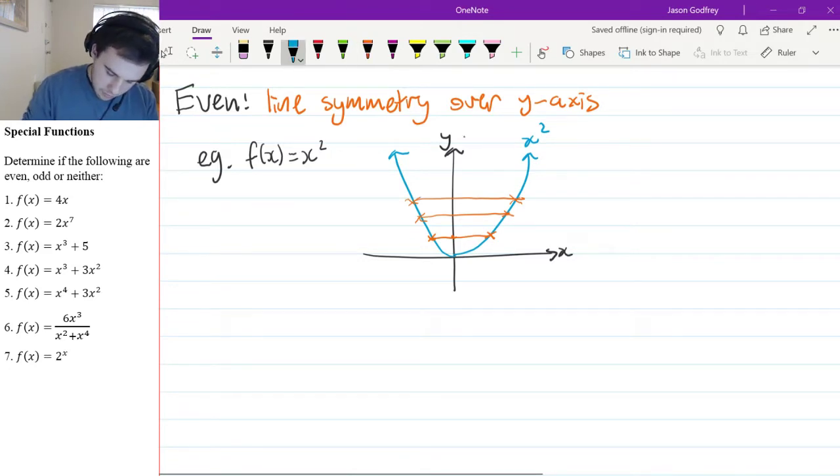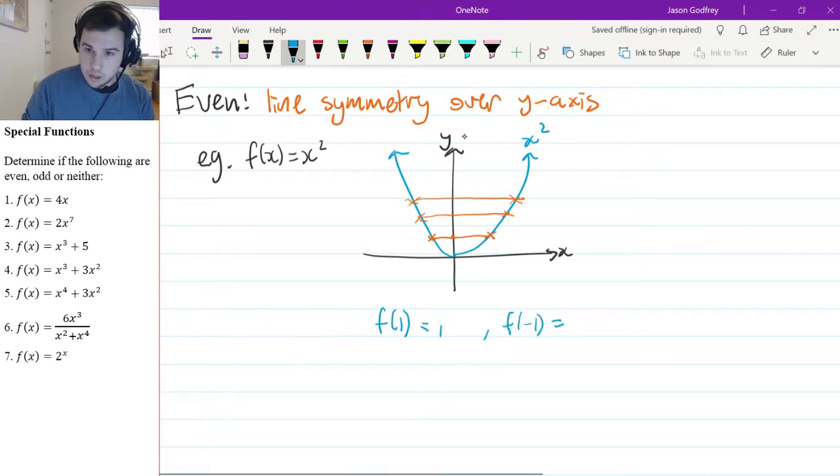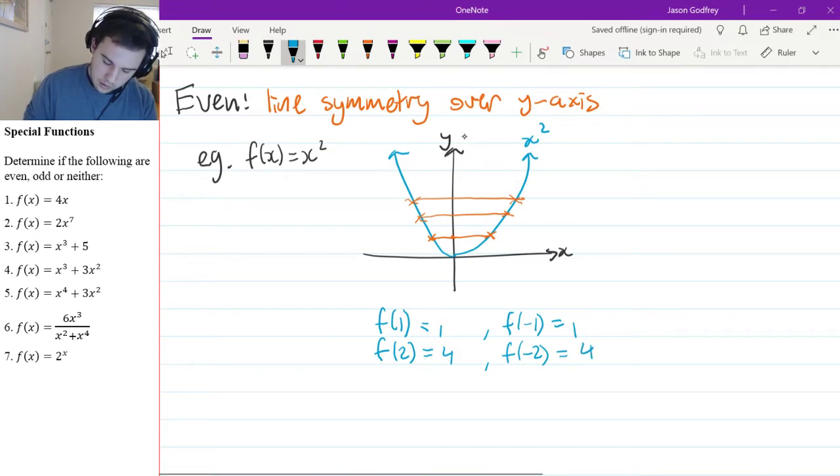So if we calculate, for example, let's say we put f of 1 into the function. So f of 1, 1 squared is 1. But also, if we put negative 1 into the function, f of negative 1, negative 1 squared is also 1. So notice f of 1 and f of negative 1 are equal to each other, they're both 1. What about if we put 2 into the function? Well, 2 squared is 4. And also if we put negative 2 in, negative 2 all squared is also 4. So you'll notice that f of 2 and f of negative 2 are both equal. You can maybe see where this is going.